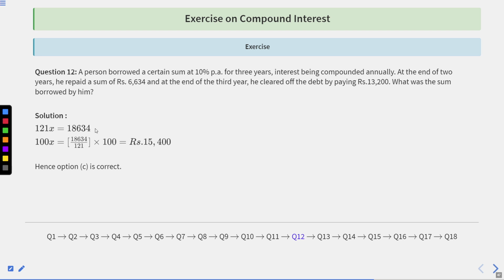So 121x is equal to 18,634. So 100x is equal to 18,634 upon 121 into 100, which is equal to 15,400 rupees. So the correct option here is option C.